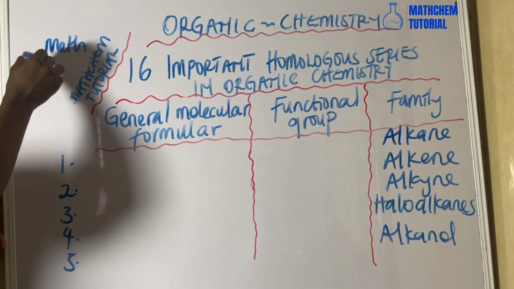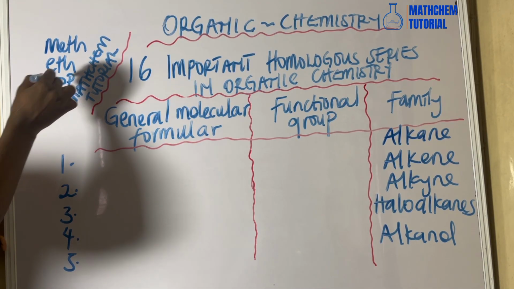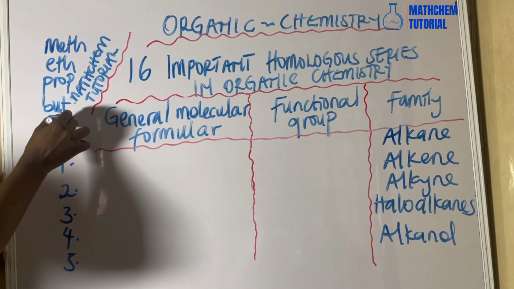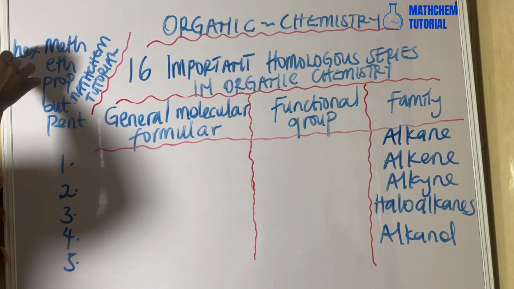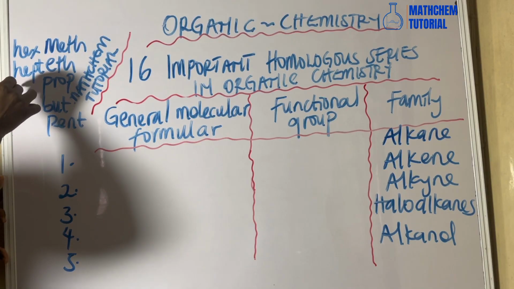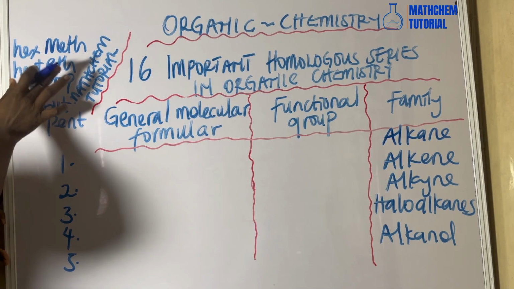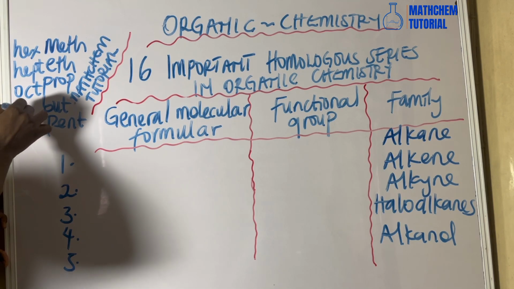After meth, we have eth. After eth, we have prop. After prop, we have but. After but, we have pent. After pent, we have hex. Then we have hept. Sorry, after hex, we have hept, then oct. Sorry about that. After oct, we have non.